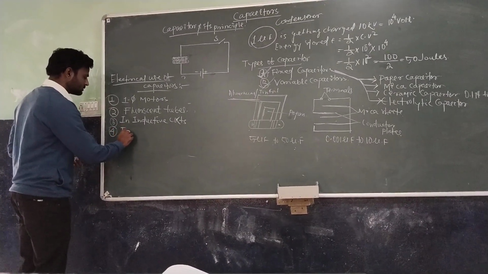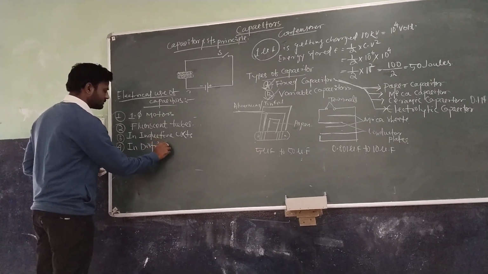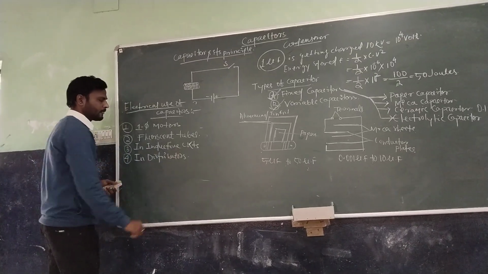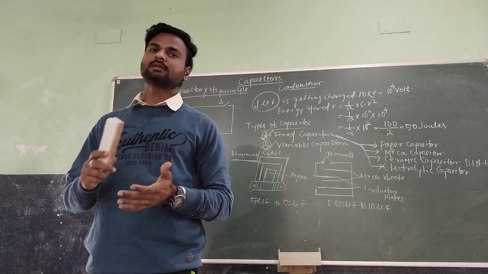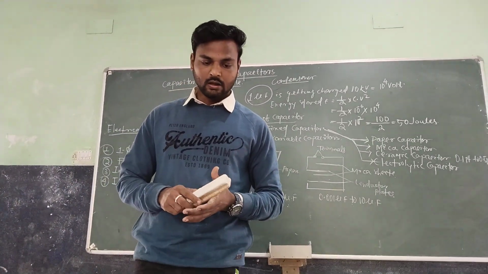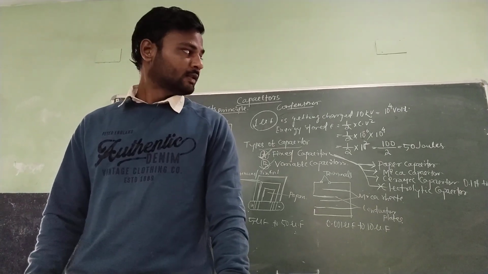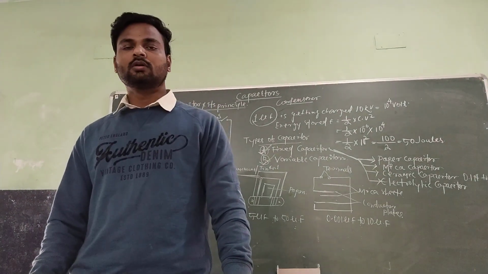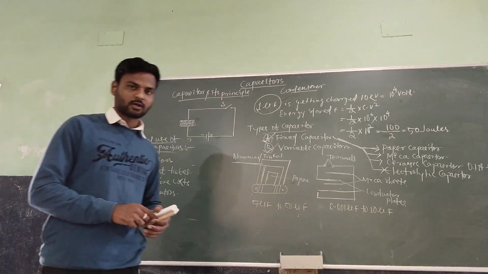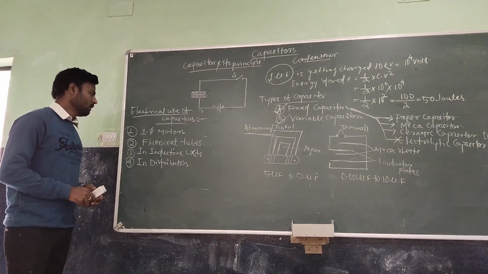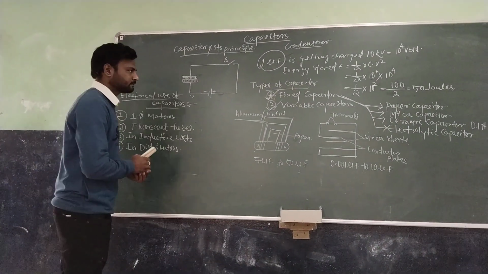Fourth is distributors. Distributor means in the automobile sector, in auto vehicles, bus, car, motorcycle, automotive industries, the capacitor is used. So here is the use of a capacitor in electronic and electrical circuits.